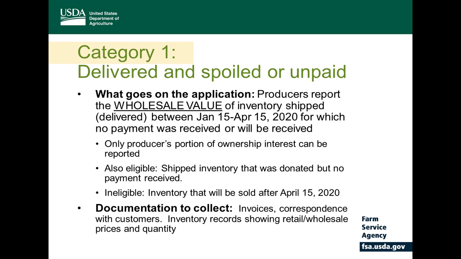As I said, the producers are going to report the wholesale value of inventory that was shipped or delivered between January 15th and April 15th of 2020, for which no payment was received or will be received. Again, it's only the producer's portion of the ownership. Another part that's eligible is inventory that was shipped and donated, but no payment was received. Ineligible inventory is inventory that would have been sold after April 15th of 2020.